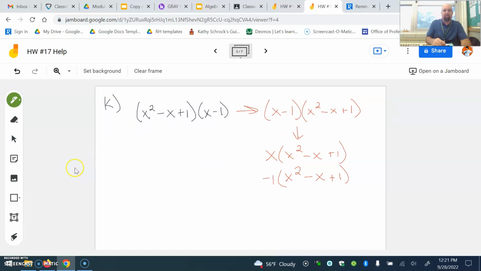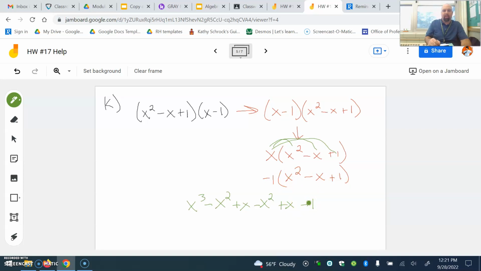So x times, let's pick a different color here. Let's go green. x times x squared, that's x cubed. x times -x, -x squared. Yes, watch your sign. x times 1 is plus x. Now, -1 times all of this is going to negate or make it the opposite. So -x squared. -1 times -x is plus x. -1 times 1 is -1.